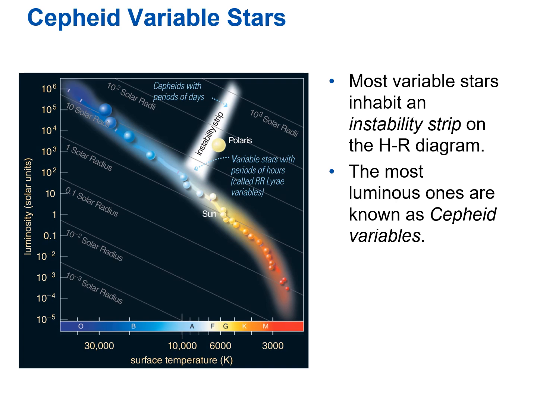There are different kinds of variable stars. The brightest ones are called Cepheid variable stars, and that's just because the first one of its type was discovered in the constellation Cepheus. Most variable stars inhabit an instability strip on the HR diagram, so you can see it right there. By the way, Polaris is one such variable star. And the most luminous ones are known as Cepheid variables.